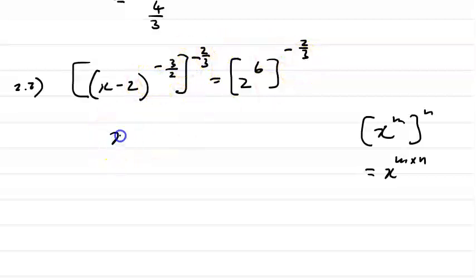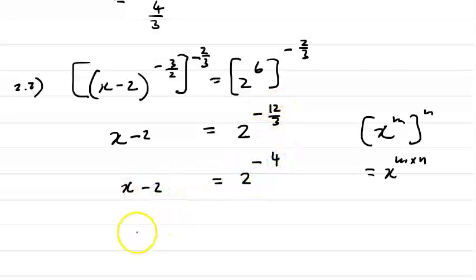So we're going to end up here with x minus 2 equals 2 to the 6 times minus 2 over 3, which leaves me with 2 to the minus 12 over 3. So I'll have x minus 2 equals 2 to the minus 12 over 3, which is minus 4, so 2 to the negative 4.